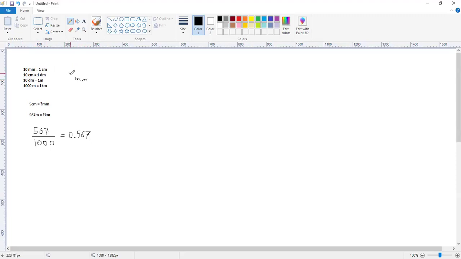Okay, so that's the question. How many millimeters are there in 1 meter, based on what we have here? Is it 100? No, I mean 1,000. Sorry, 1,000.